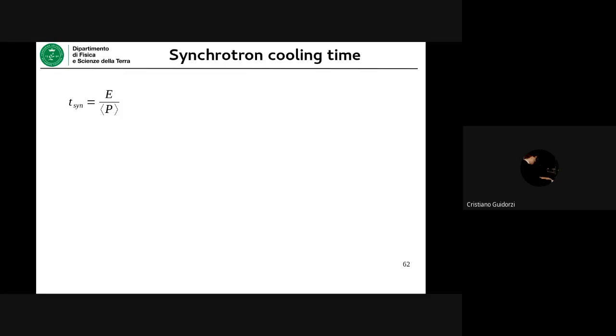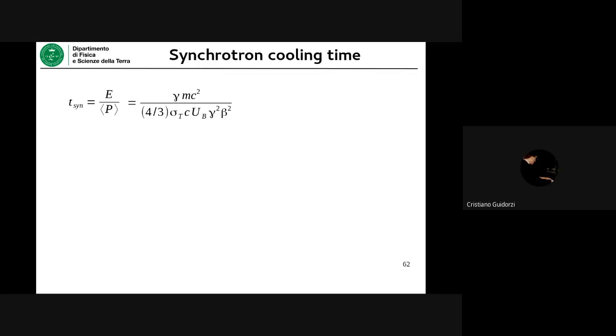But just in order to have an order of magnitude estimate, you can just work out the so-called cooling time, so the time it takes for the particle to cool down, so to lose most of its energy, entirely due to synchrotron radiation. So assuming that synchrotron is the dominant process through which the particle is losing energy, you can just work it out by simply dividing the available energy reservoir, so the energy of the particle, over the average power due to synchrotron, just like that. So energy over energy per unit time, of course, is a time.